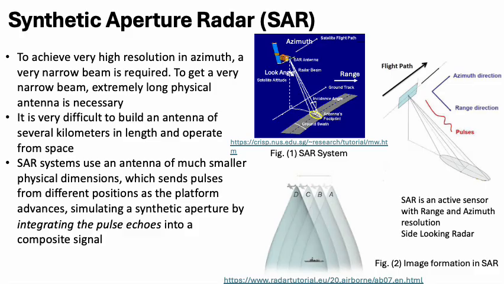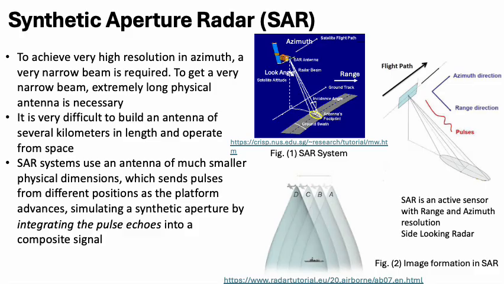To get a very narrow beam, an extremely long physical antenna is necessary. It is very difficult to build an antenna of several kilometers in length and operate it from space. Therefore, synthetic aperture radar, also known as SAR, was developed to overcome the limitation of keeping a long antenna in space. SAR systems use an antenna of much smaller physical dimensions which sends pulses from different positions as the platform advances, simulating a synthetic aperture by integrating the pulse echoes into a composite signal.